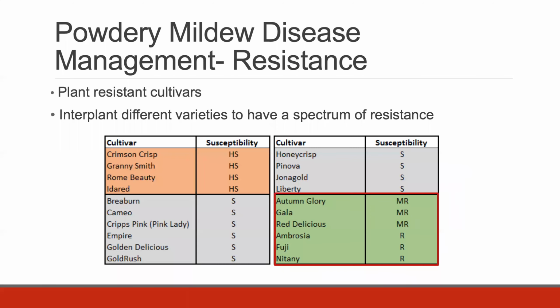Resistance to powdery mildew is present in several varieties, including some of the more popular varieties such as Gala and Fuji. If susceptible varieties are planted, we recommend that growers interplant different varieties to have a spectrum of resistance within the orchard. Interplanting can help control primary and secondary inoculum levels in the orchard.